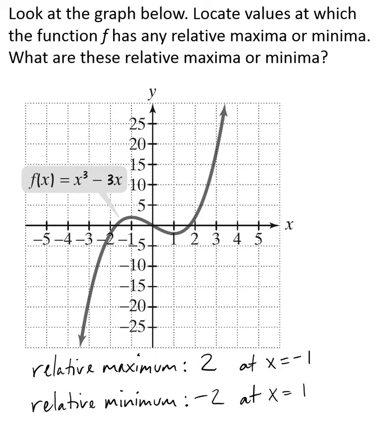So the relative maximum itself is 2, so that's the value of the function, or the y-coordinate. It occurs at x equals -1. The relative minimum itself is -2. It occurs at x equals 1.